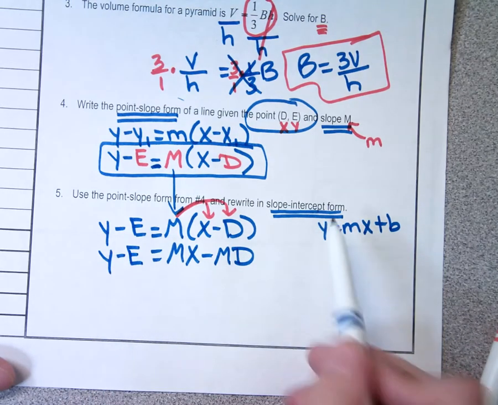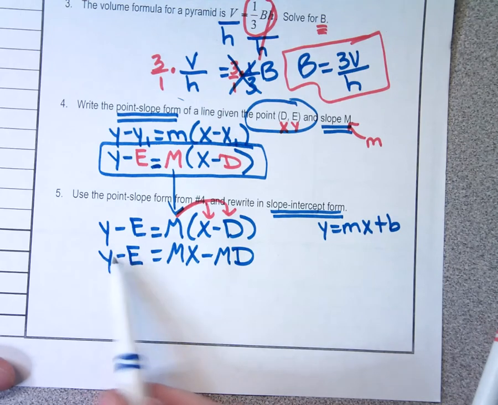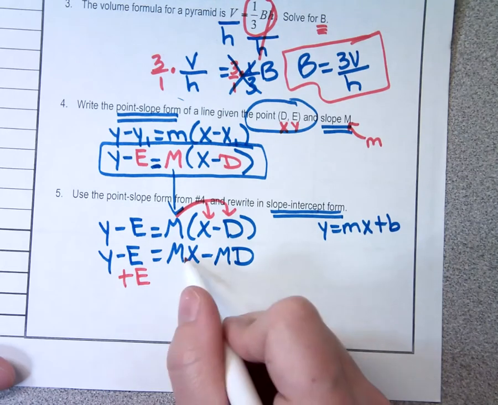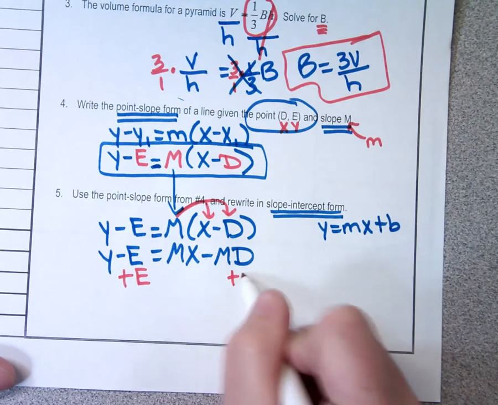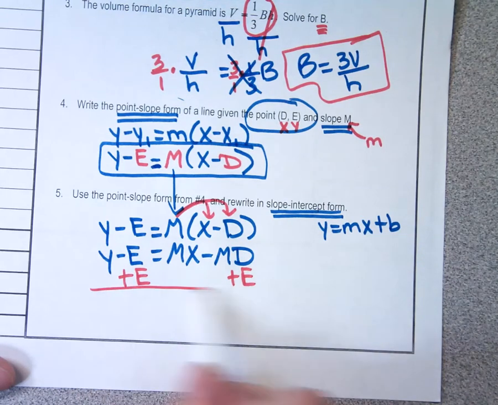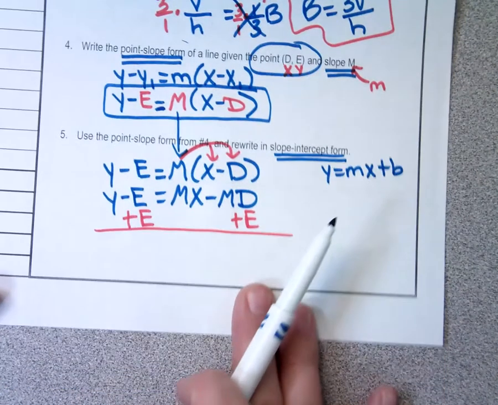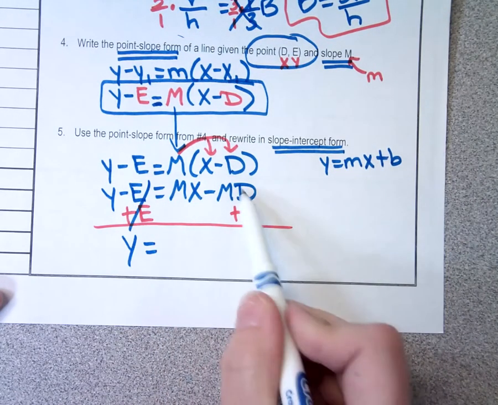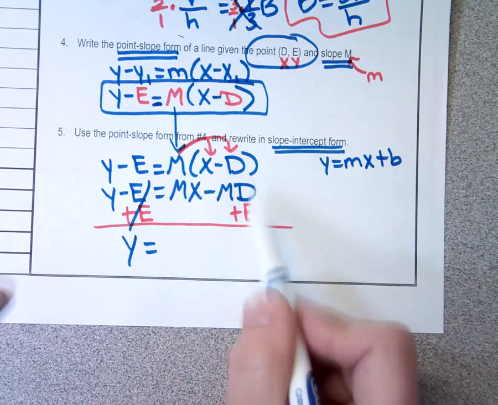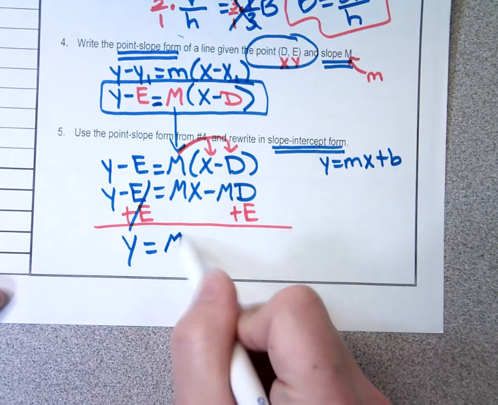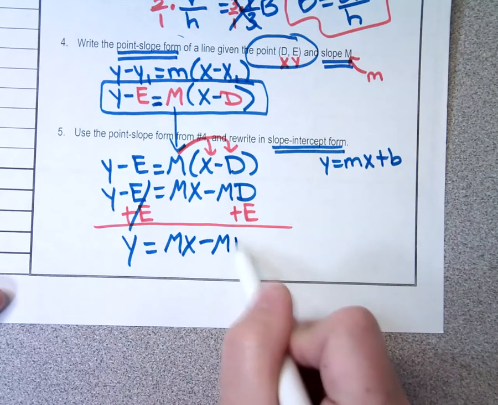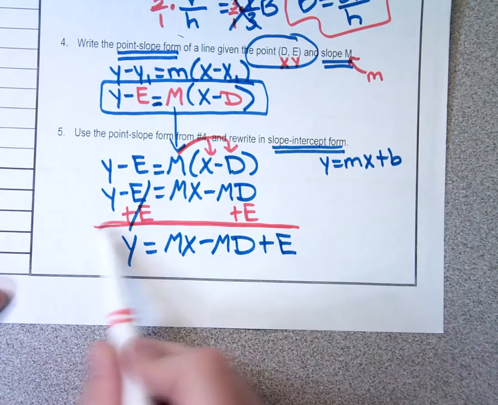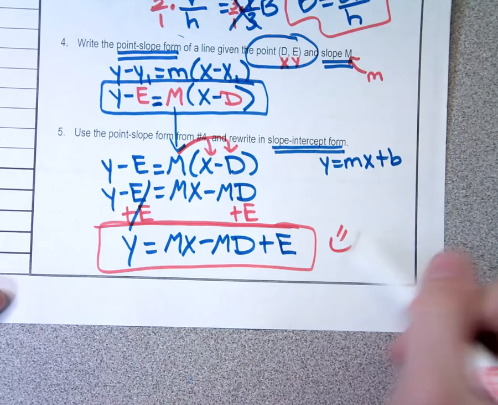I still don't have y by itself yet, so if I want y by itself, how do I get rid of this little minus e? I add e. So I add e to both sides. I really don't know where to write it because none of these are like terms, so I'm just going to write it somewhere. Negative e plus e is 0. Bring down the y, bring down the equals. Since none of these are like terms, I can't add any of them, so I recopy the mx, I recopy the minus md, and I recopy the plus e. And there's my equation in slope-intercept form. Pretty, right? Smiley face.